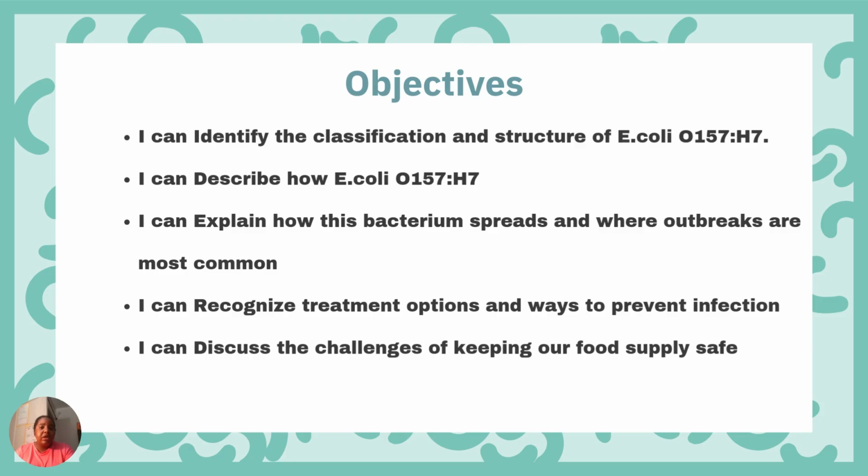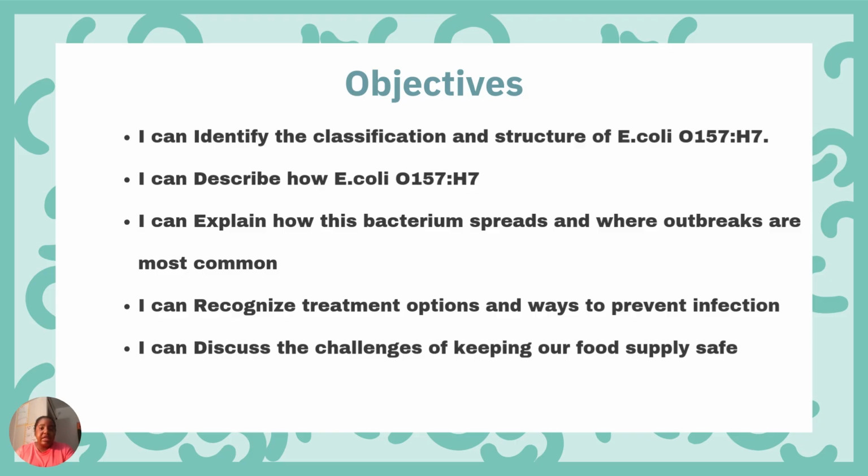We will also take a look at how this organism actually makes people sick, the process called pathogenesis. This will also include the toxin that it produces, how it damages the intestines, and why it can lead to serious complications like kidney failure and hemolytic uremic syndrome, or HUS.